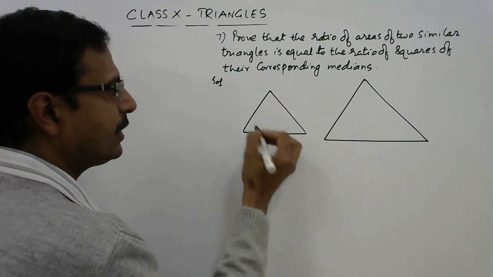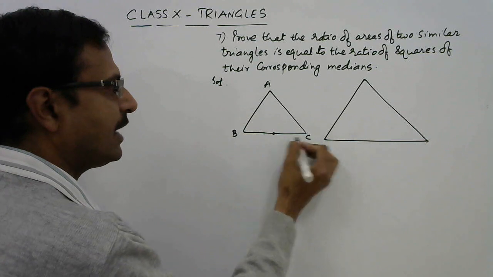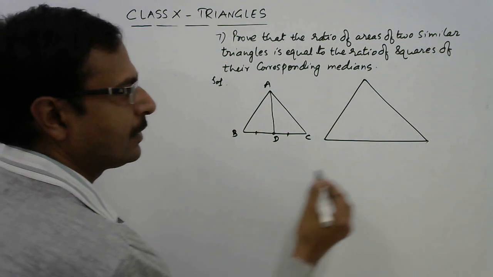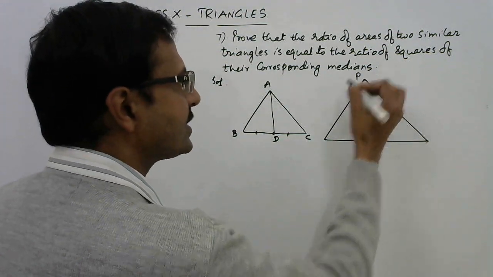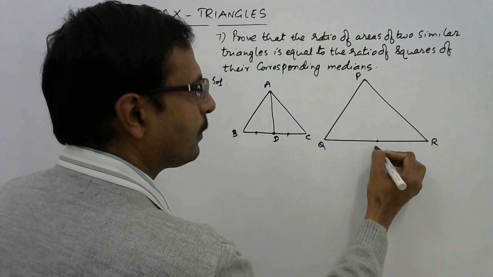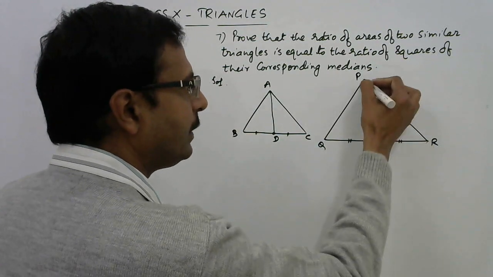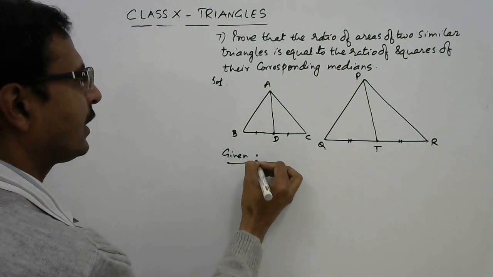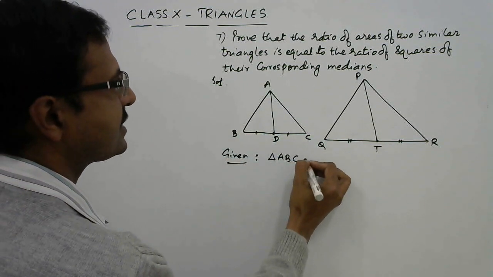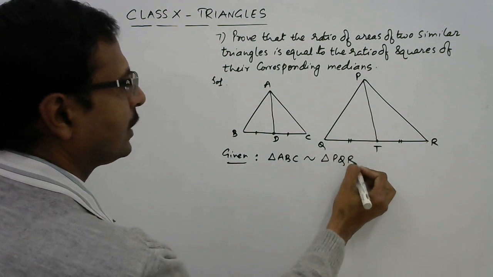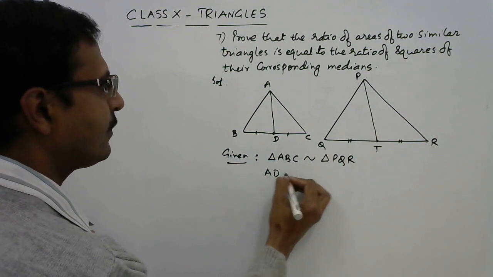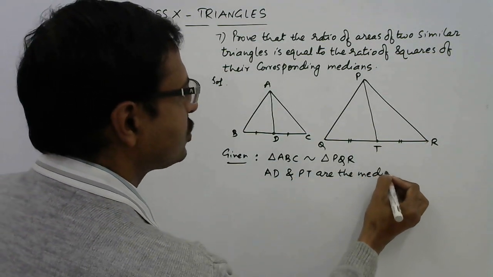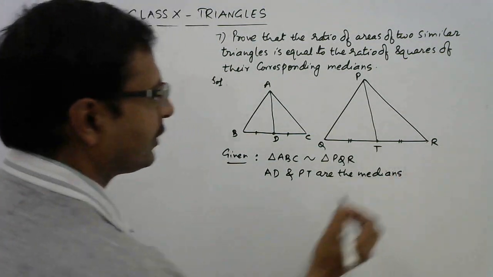Now this is the midpoint. Say ABC is the triangle and we have D as the midpoint. These two are equal. So therefore AD is the median. Here this is the midpoint. Suppose PQR is the triangle and T is the midpoint of QR. So these two parts are equal and PT is the median. So we need to write all these things which is given here. Given we have triangle ABC which is similar to triangle PQR, and in these two triangles AD and PT are the medians. So now we need to prove the result in form of the medians.